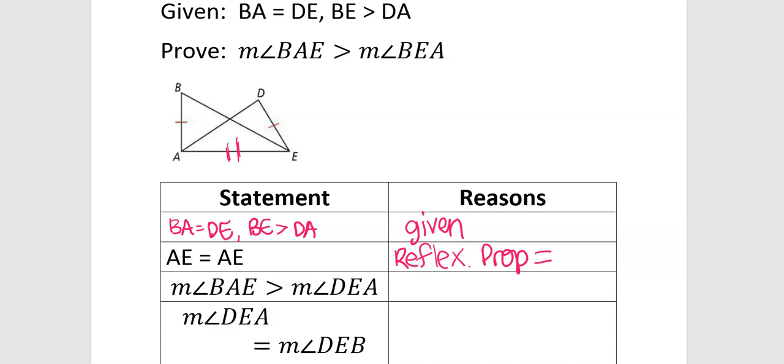How do they know that the measure of BAE is bigger than DEA? So they're comparing this one to this one. I'm going to put 2 there just because they're not the same. Remember at the beginning when they said BE is greater than DA? They're saying that this side right here is bigger. Well, wouldn't the angle opposite it be bigger too? We just learned that today. So I'm going to say converse of the hinge theorem. So when we know which side is bigger, the opposite angle would be bigger as well.